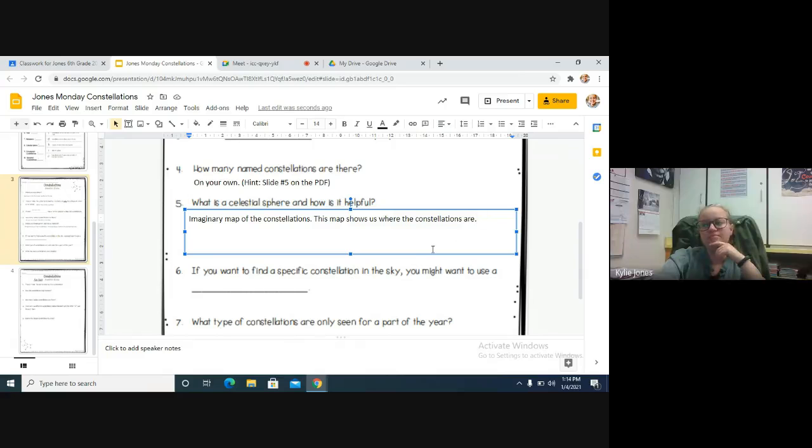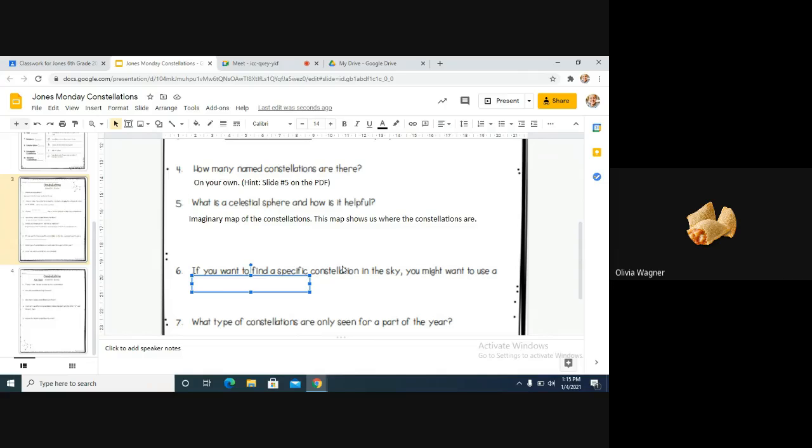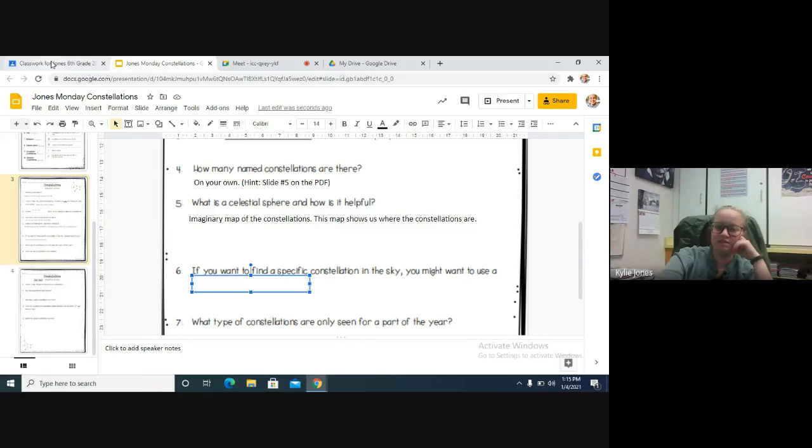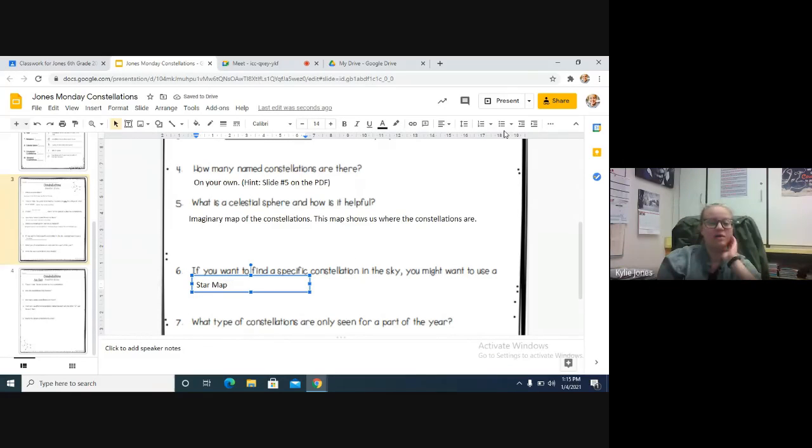Okay. Cool. Alrighty, let's look at number 6. It says, if you want to find a specific constellation in the sky, what might you want to use? What's it called? Anyone? A telescope? Not a telescope. It's in our slides. It's on slide number 7. A star map. Good. A star map tells you exactly where those constellations are. And good.